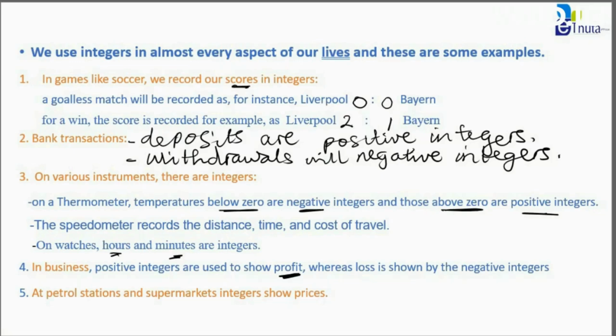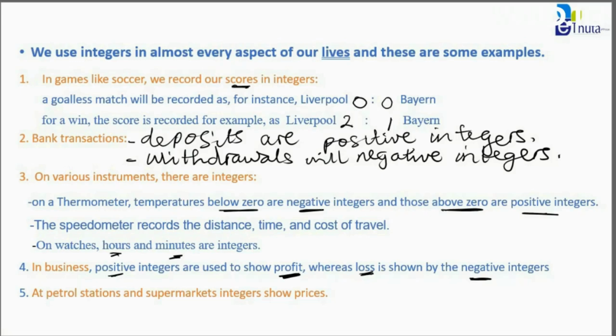So if there is a profit, the integer is positive. Where there is a loss, the negative integers apply. So negative integers show loss. Positive integers show profit. Okay.